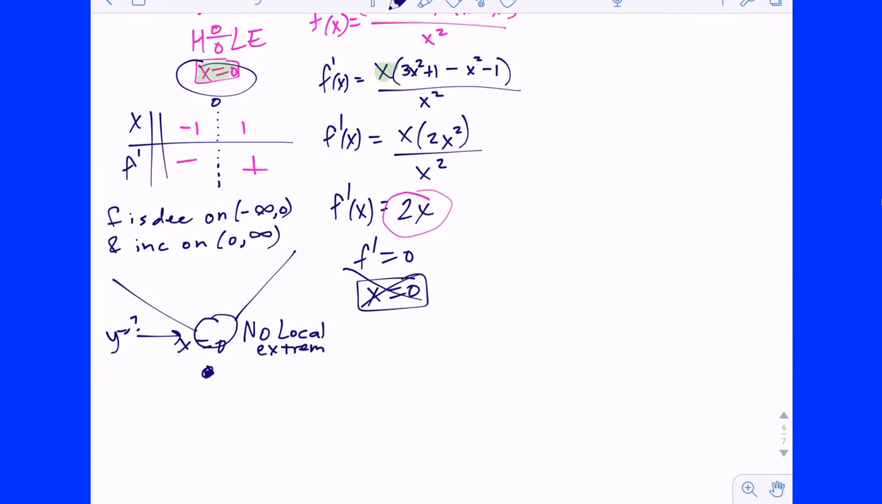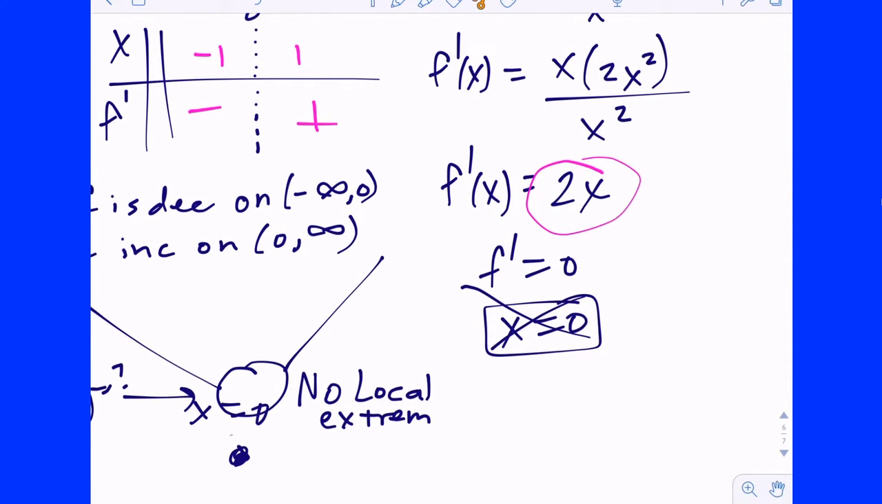Now that's kind of weird. You would have a local maximum at x equals 0, even though the slopes change from negative to positive. I thought it changed from negative to positive slopes was a local min. How can it be a local max? Louder? Ah, very good. We can't do the first derivative test is what you're saying because this function is not continuous at 0.